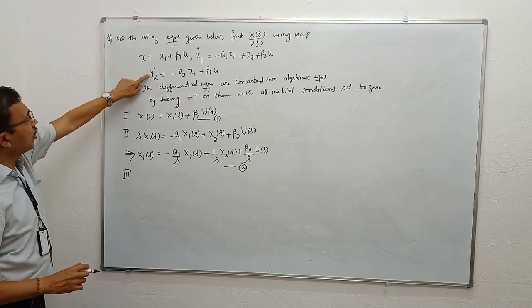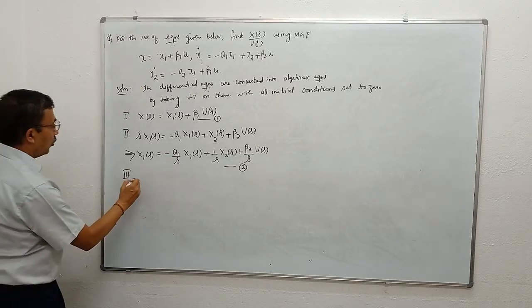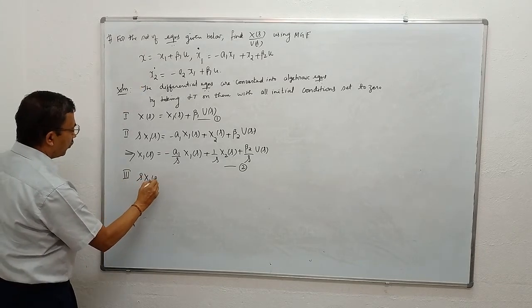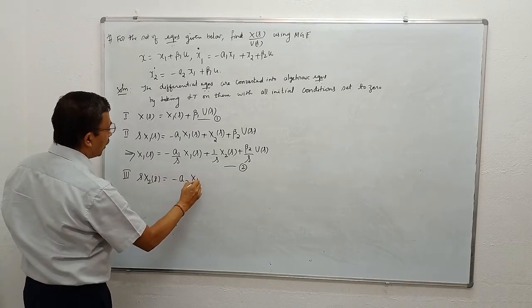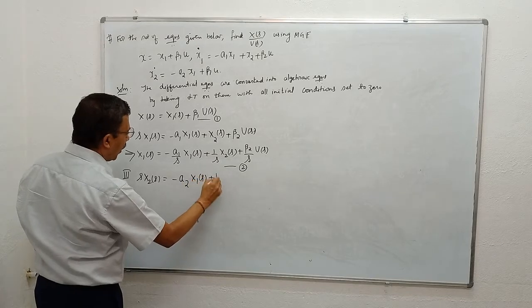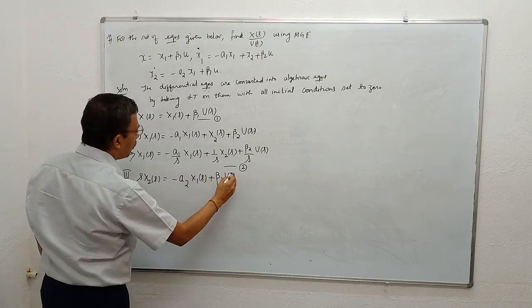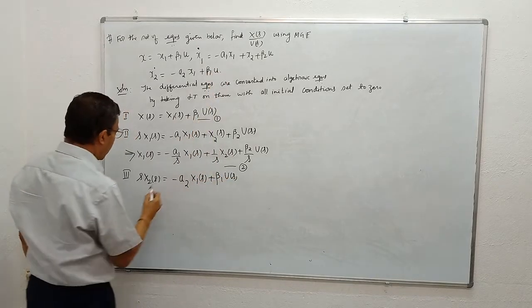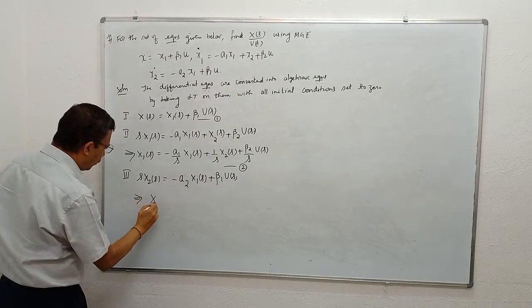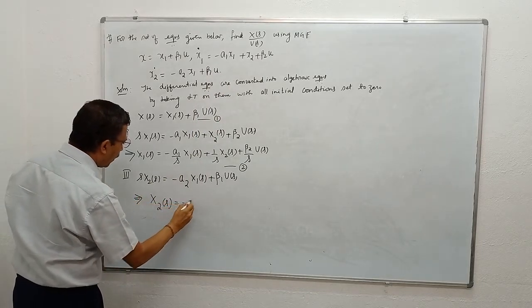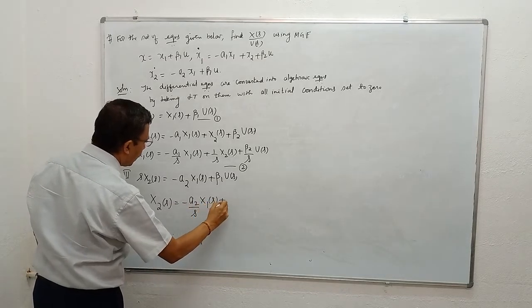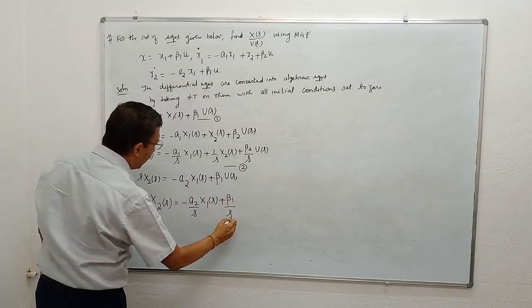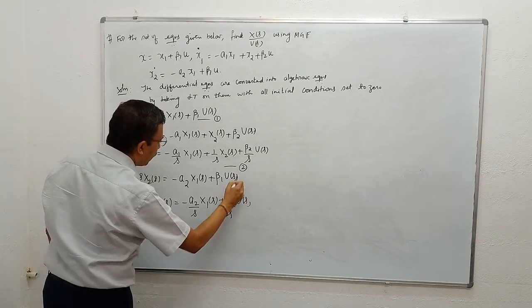Step number 3. We take Laplace transform on this third equation. x2 dot becomes s into x2 of s is equal to minus a2 into x1 of s plus beta 1 into u of s. This implies x2 of s is equal to minus a2 by s into x1 of s plus beta 1 by s into u of s.